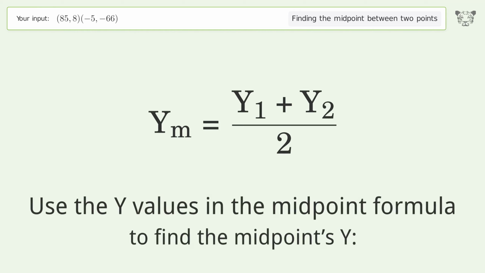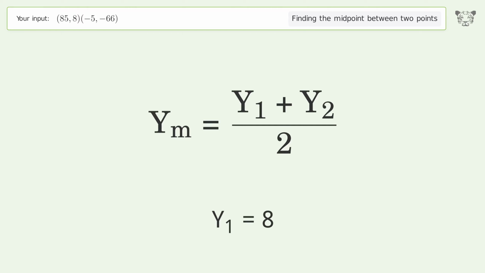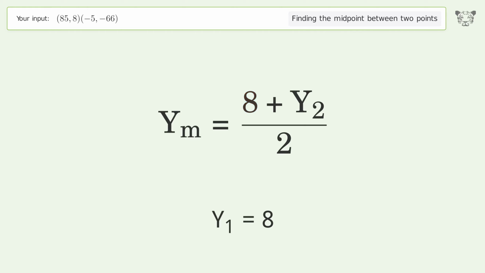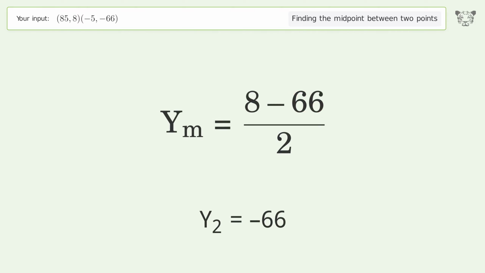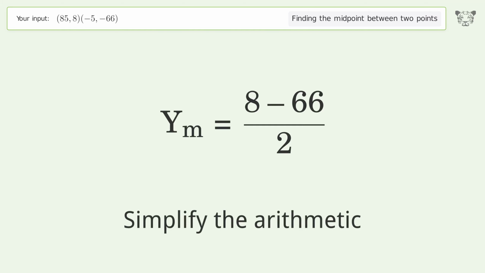Use the y values in the midpoint formula to find the midpoint's y. y1 equals 8. y2 equals -66. Simplify the arithmetic.